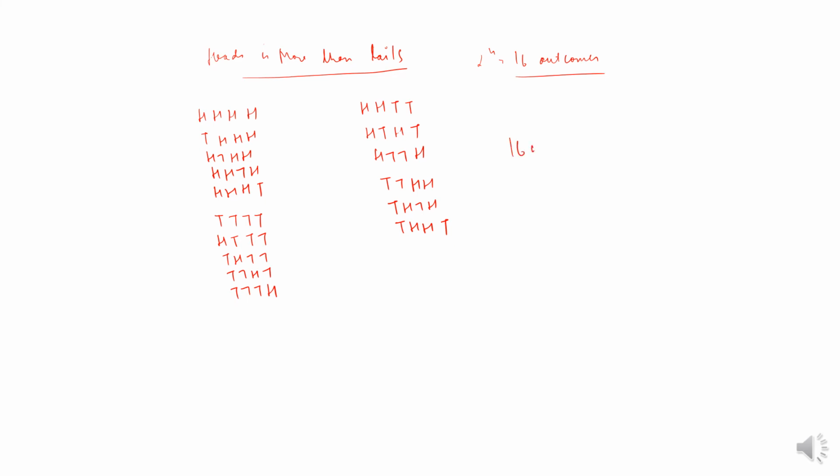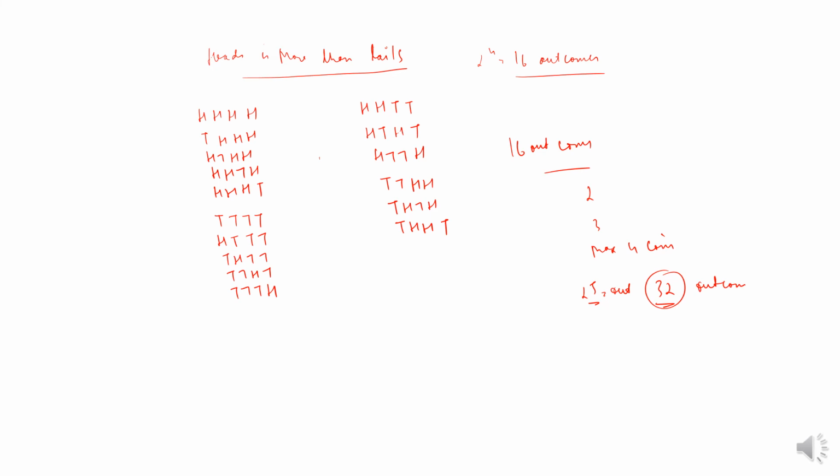So 16 outcomes. Generally, they will ask for 2 coins, 3 coins, and max 4 coins. If there are 5 coins, 2 power 5 possible outcomes will be there, which is generally not asked, but yeah. 2 power 5 is, I think, 32, right? But generally up to 4 coins everybody should know.